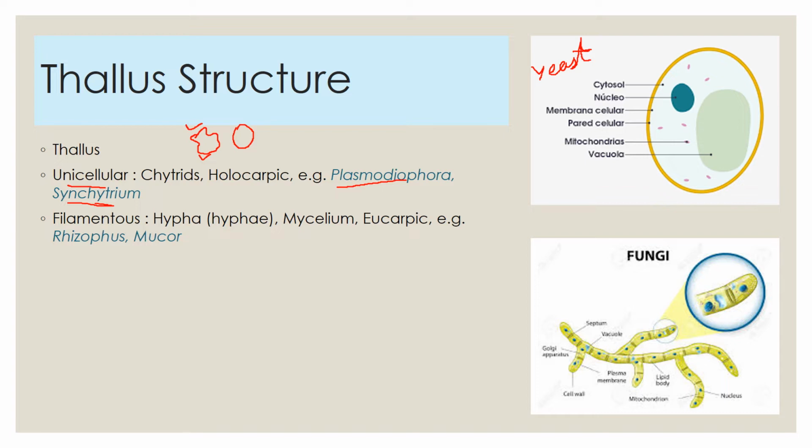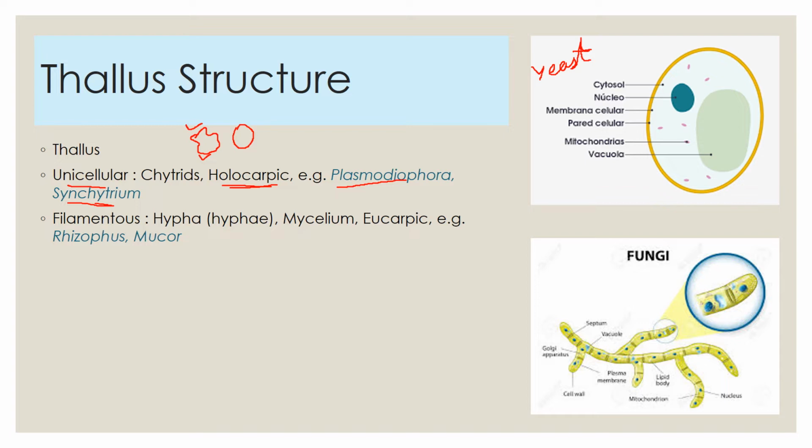So this type of life cycle is called holocarpic, where the reproductive and the growth phase do not occur together in a single organism. In holocarpic organisms, the somatic phase is followed by the reproductive phase, and again the reproductive phase is followed by the somatic phase. Never do these two phases occur together.